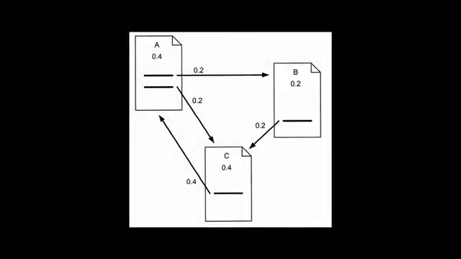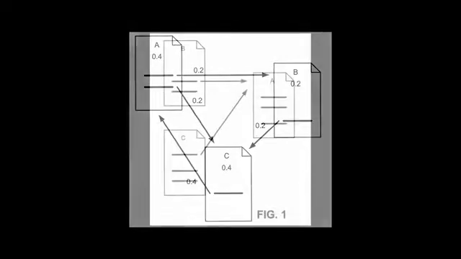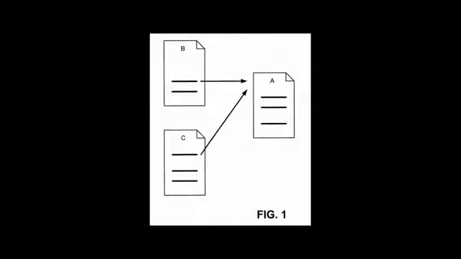PageRank is a measure of the value of web pages, not websites. Every page has its own value. The basic principle is this: Google looks at links coming from other web pages pointing to a particular page. It's interested in how many links and where those links come from.